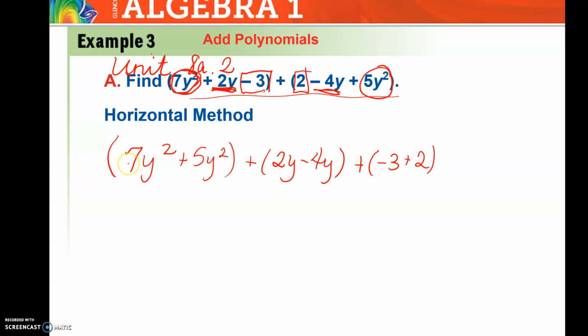How many total y squareds do I have? Because that's what adding is, adding it up, totaling it up. So 7y squareds plus 5y squareds gives me a total of 12y squareds. Notice my power's not changing. Negative 2y and a negative 4y gives me a total of, I have 2 things, take away 4 things, 2y's, take away 4y's, I'm in the hole 2y's. And negative 3 ones, and I add 2 to that, I'm in the hole negative 1.